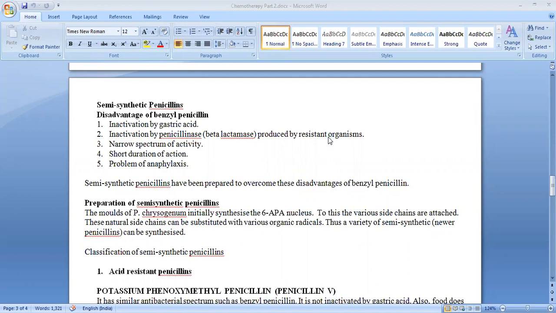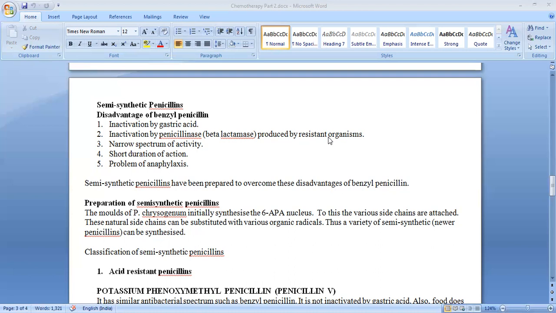Secondly, there can be inactivation by the penicillinase enzyme, which is produced by certain microorganisms. That penicillinase enzyme is also called the beta-lactamase enzyme. So if the organisms are producing this enzyme, then they will destroy the penicillin, and because of that, the penicillin will not act against those organisms. So we can say that those organisms have developed resistance to this penicillin.